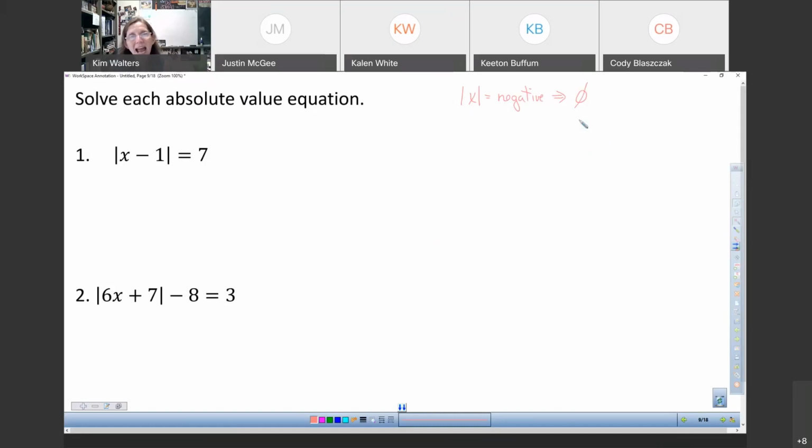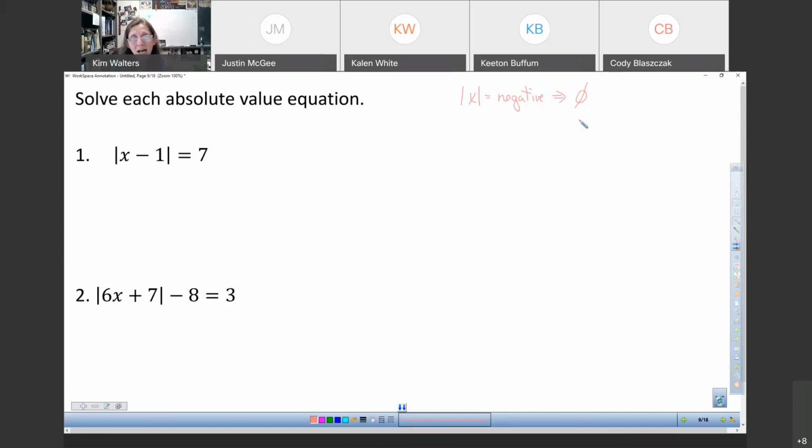Absolute value has to be either equal to 0 or greater than 0. Absolute value can never be negative, okay? Absolute value by definition is the distance that a number is from 0. So I can take the absolute value of a negative, or I can take the absolute value of a positive, and it's always going to produce for me a positive number.